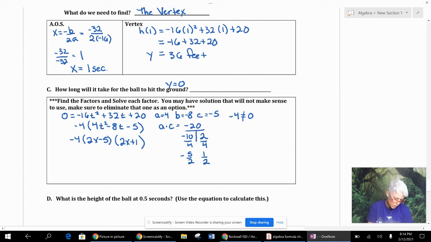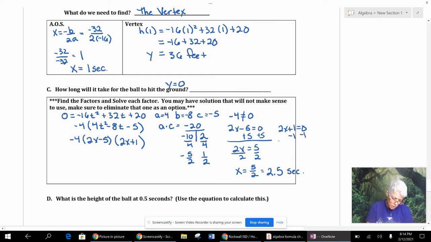So now I'm going to do the 2x minus 5 and my 2x plus 1. So let's do this one first. Plus 5, plus 5. 2x equals 5. Divide by 2, divide by 2. X equals 5/2, which is 2.5 seconds.